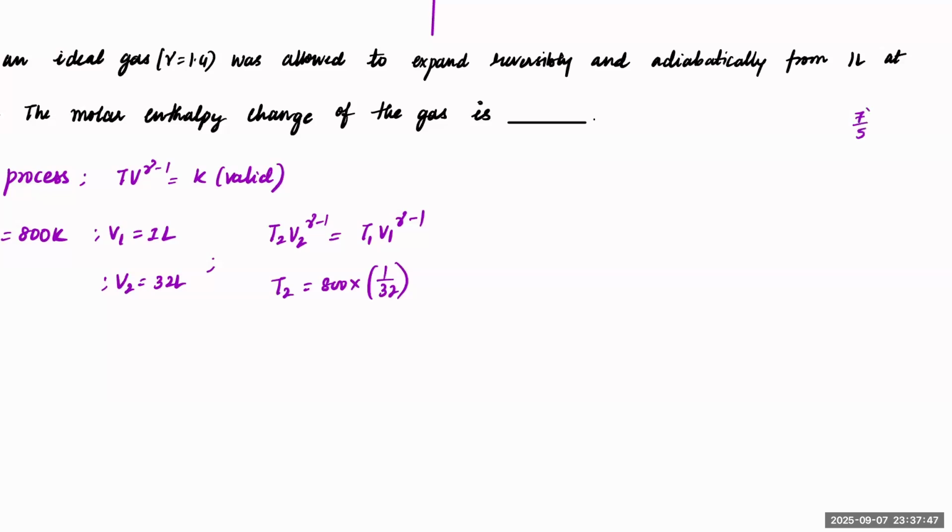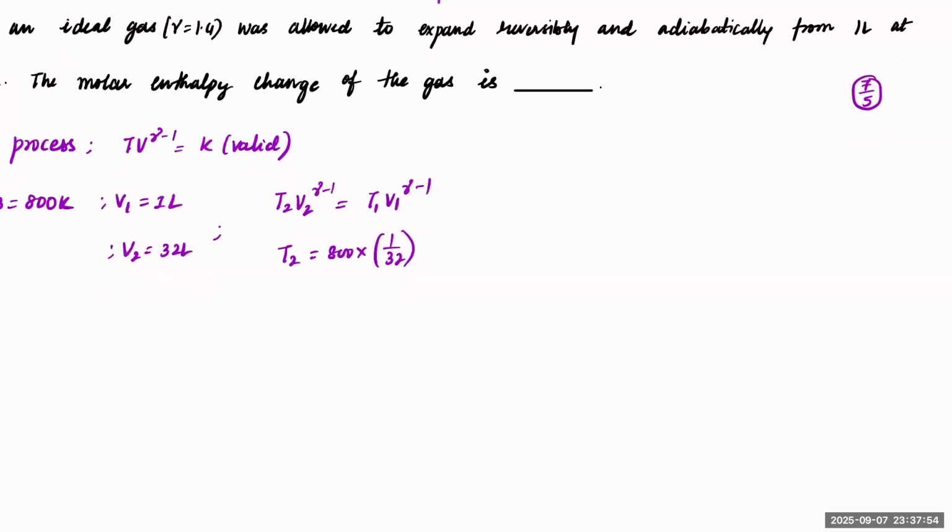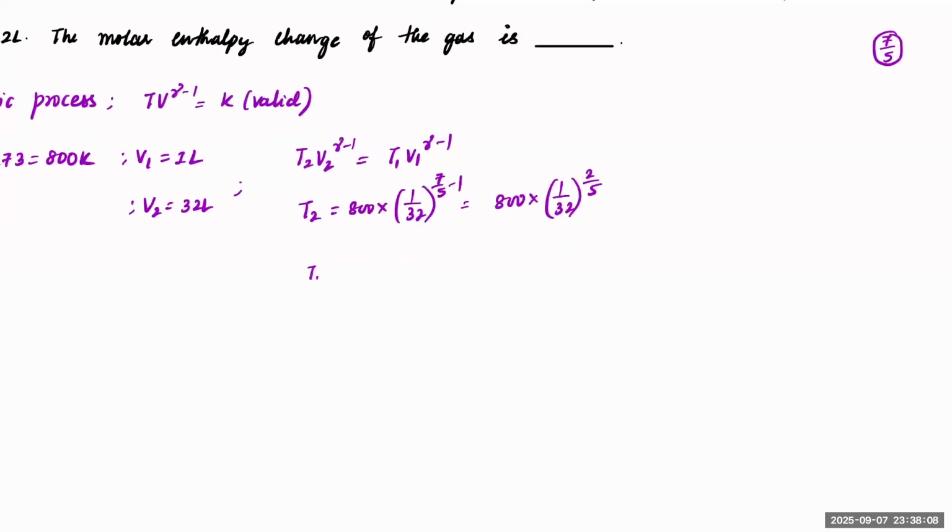So T2 is equal to T1, which is 800, into 1 by 32 raised to power of gamma minus 1, where gamma is 1.4, which I can write as 7 by 5, correct? So it shows that it is a diatomic gas. So 7 by 5 minus 1 makes it 800 into 1 by 32 raised to 2 by 5. Got it? So T2 is 800 into 1 by 2 raised to power of 5, into 2 by 5, which is 800 into 1 by 4, making it 200 kelvins.